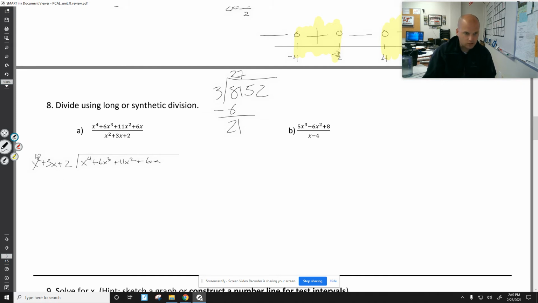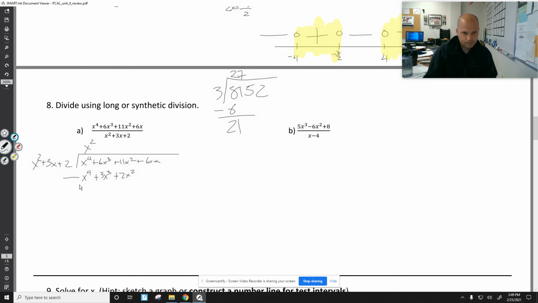The same process goes here. How many times does this go into this? Well, how many times does x squared go into x to the 4th? x squared times x squared gives me x to the 4th. So let's do that. But what do I do now? Well, what did you do here? 3 times 2 is 6. So x squared plus 3x plus 2 times x squared equals x to the 4th plus 3x cubed plus 2x squared.